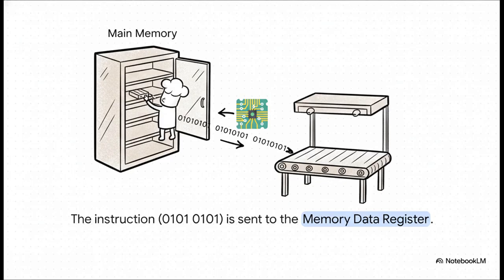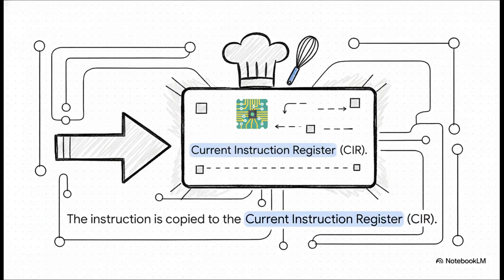That instruction travels back along the bus to the chef's station and lands in the memory data register, which is kind of like the kitchen's receiving bay for deliveries. Now, you can't work on something while it's still sitting in the receiving bay, right? So the chef immediately moves that instruction over to their main workspace, the current instruction register. This is the countertop where they're going to actually read it and figure out what to do.